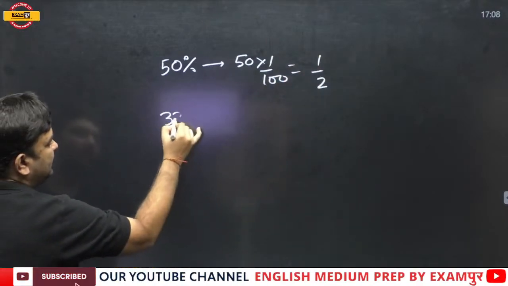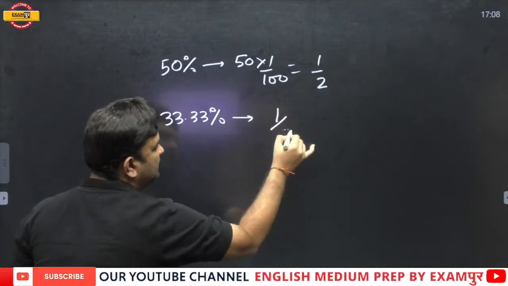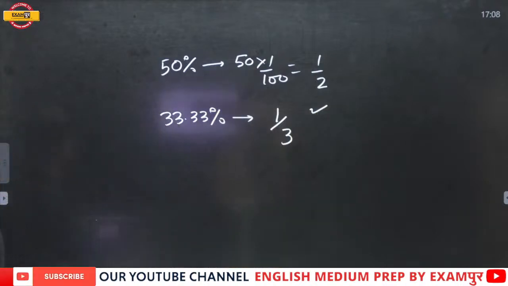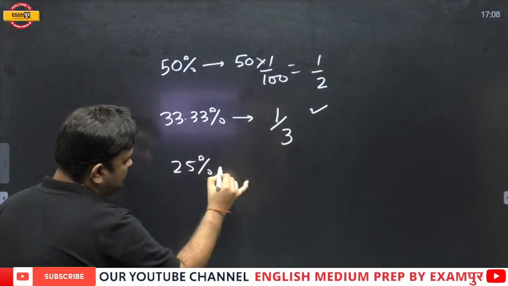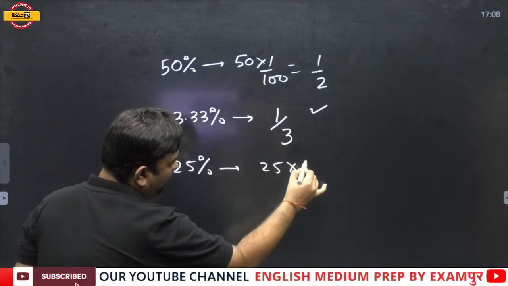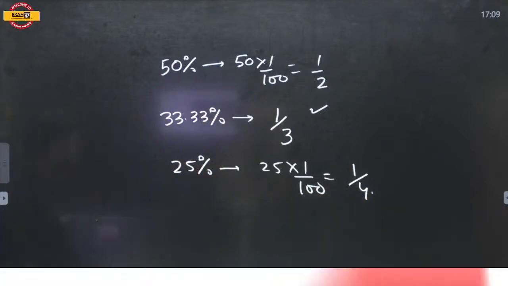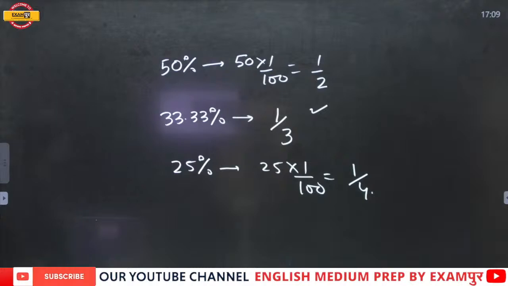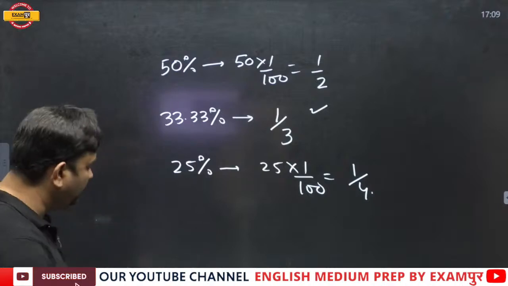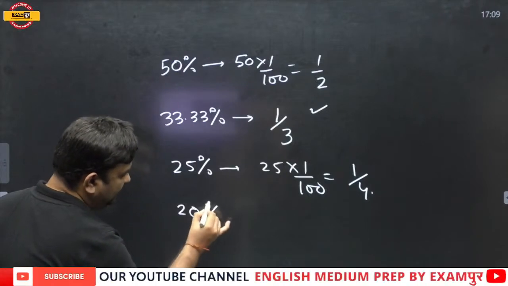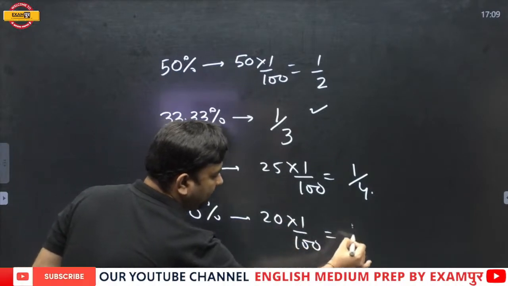Then 33.33% is 1 by 3. You might have used it as well. Then 25% is 25 into 1 upon 100, that is 1 by 4. If you talk about 20%, it is 20 into 1 upon 100, that is 1 by 5.